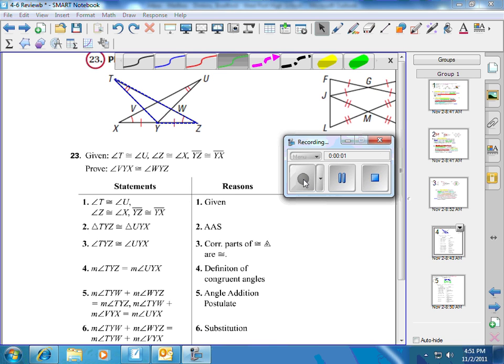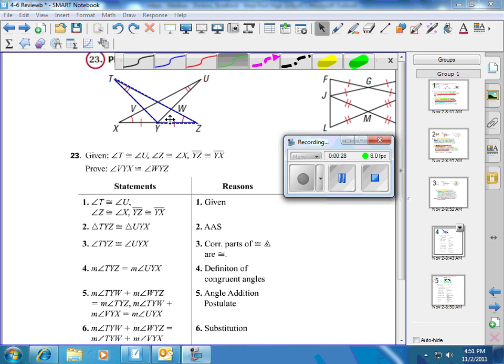Okay, I'm not going to go through number 23. Notice number 23 has a red circle, so the proof is in the back of the book. But do notice how to differentiate between the two overlapping triangles. The basic idea here is we want to prove that angle VYX and angle WYZ are congruent.